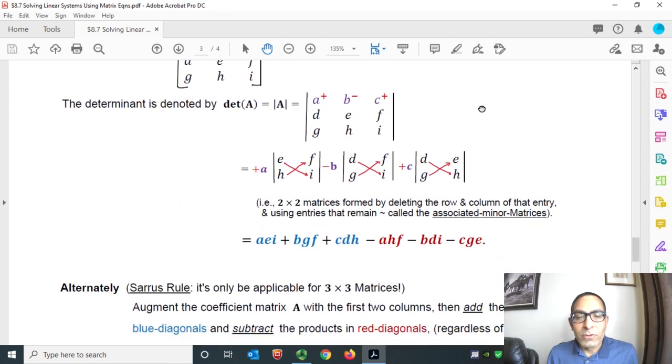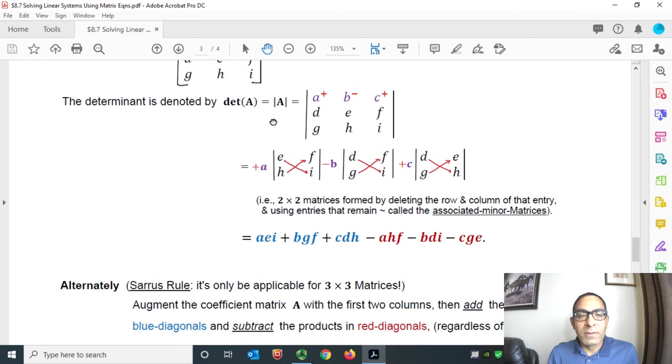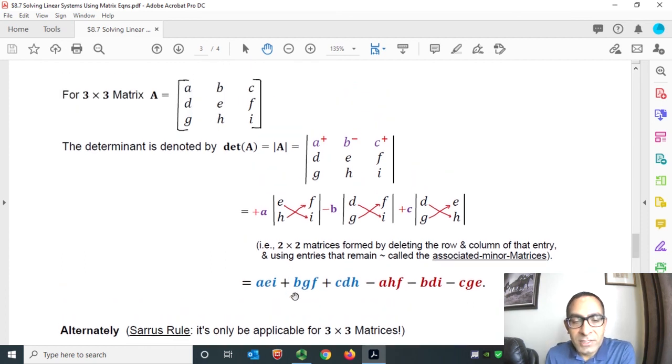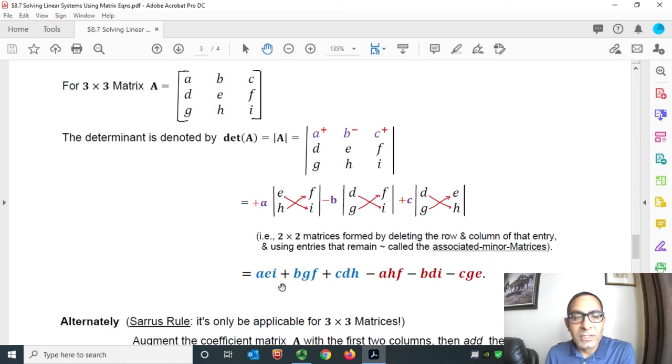Great. So it turns out that the determinant of the given 3 by 3 matrix is here: ei minus hf, here di minus gf, here dh minus ge, multiplied by a here, by negative b here, and by c here. The final result is that the determinant of the 3 by 3 matrix A equals these terms here. I hope this makes sense to you all.